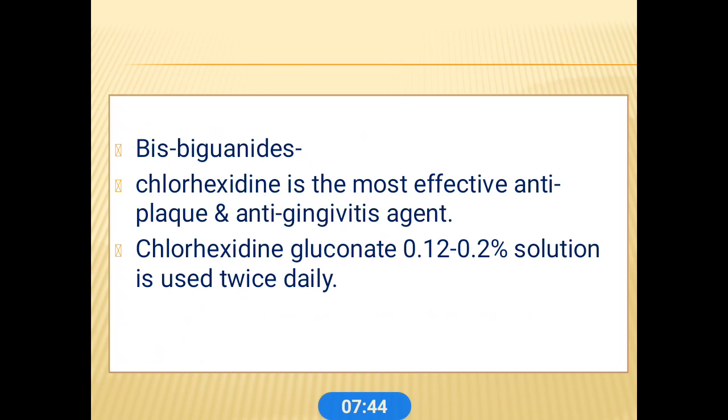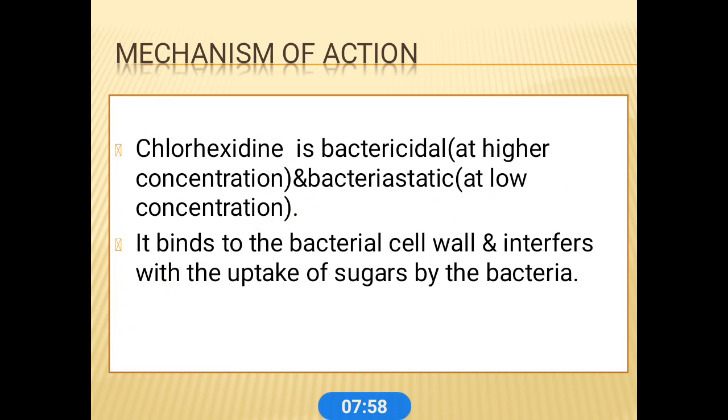In the bisbiguanide category, chlorhexidine is the most effective anti-plaque and anti-gingivitis agent. Chlorhexidine gluconate is used at 0.1 to 0.2% concentration. The solution is used twice daily. Main mechanism of action of chlorhexidine: it has a bactericidal action at higher concentration, and shows a bacteriostatic action at low concentration. It mainly binds to the bacterial cell wall and interferes with the uptake of sugars by the bacteria.